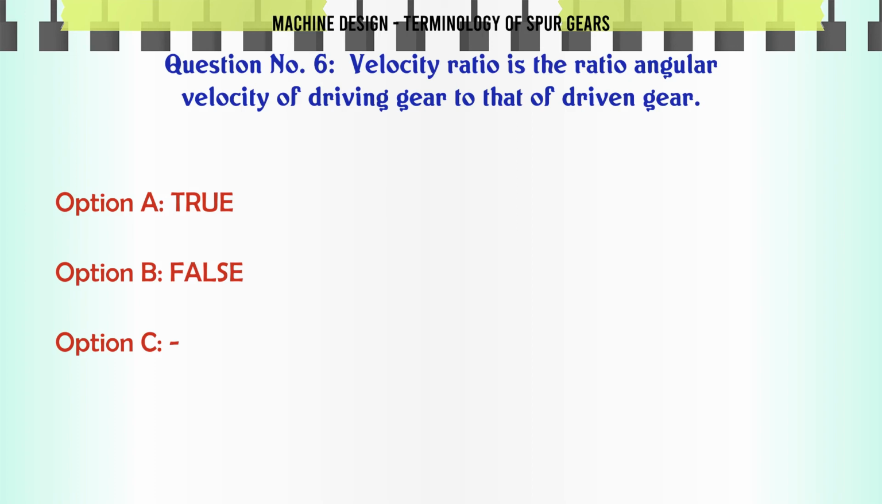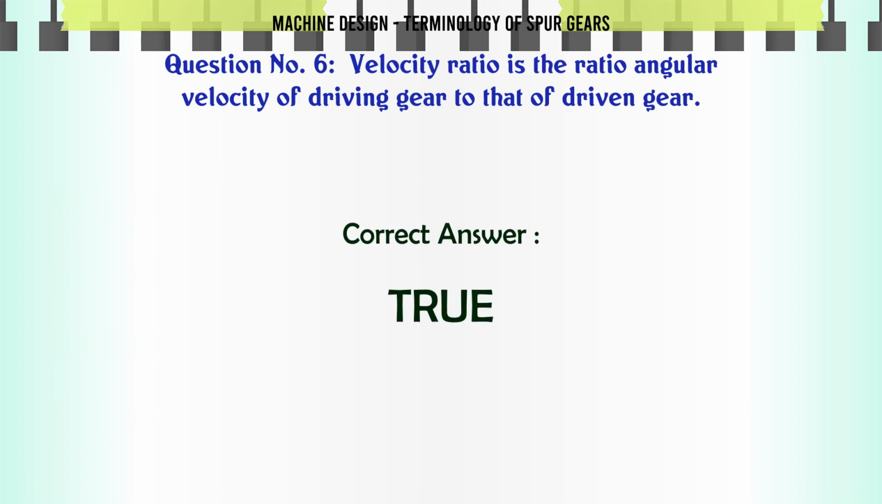Velocity ratio is the ratio of angular velocity of the driving gear to that of the driven gear. A. True, B. False, C. D. The correct answer is true.